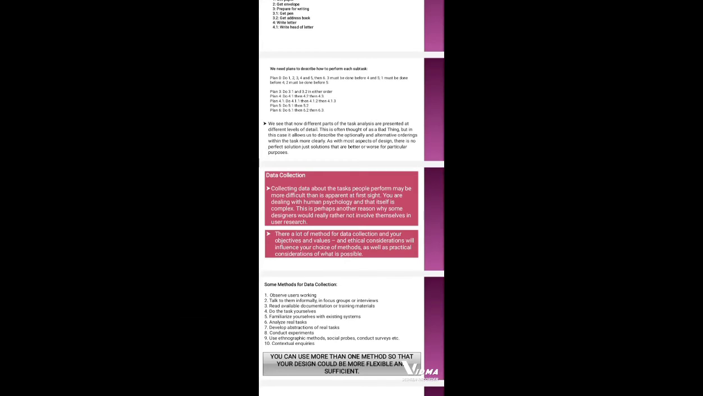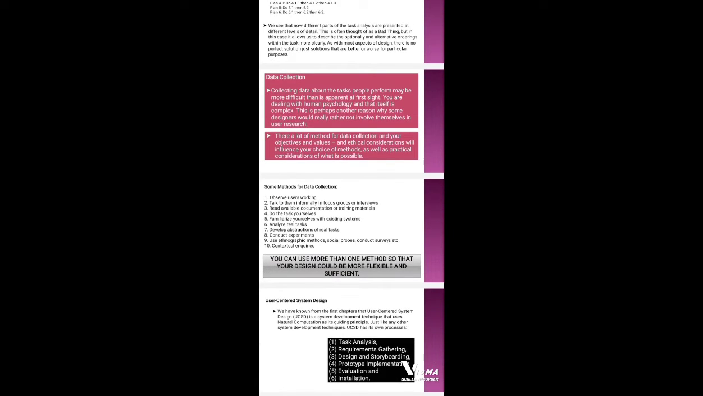Data collection. Collecting data about the tasks people perform may be more difficult than is apparent at first sight. We are dealing with human psychology and that itself is complex. This is perhaps another reason why some designers would really rather not involve themselves in user research. There are a lot of methods for data collection, and your objectives, values, and ethical considerations will influence your choice of methods, as well as practical considerations of what is possible.